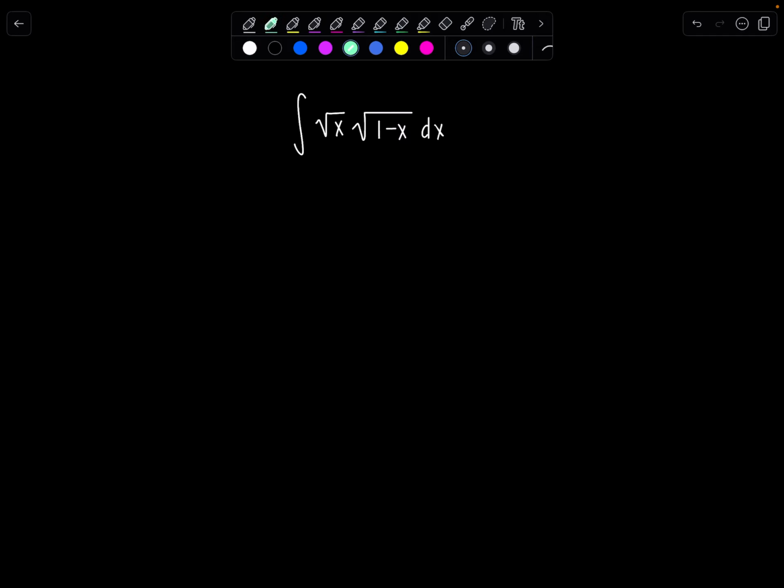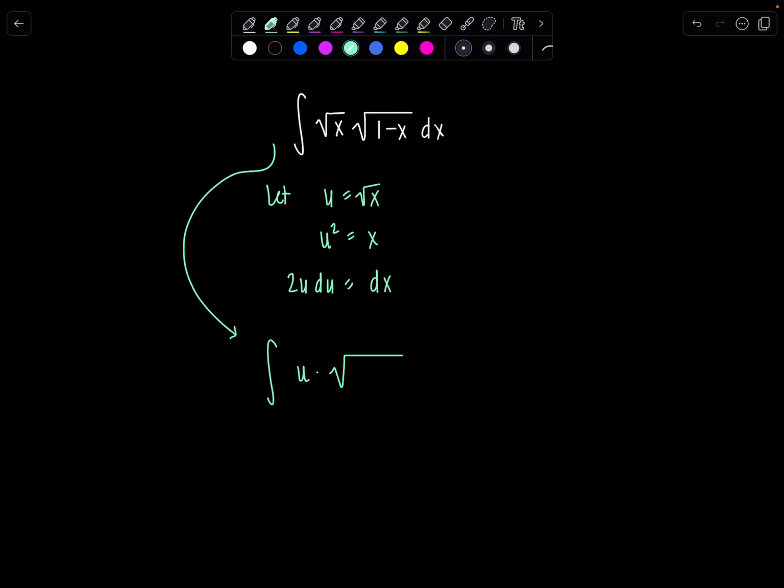Okay, so to start off, I went ahead and let u equal the square root of x. And then before I differentiated, I actually squared both sides to make things easier. So u squared is x. That means 2u du is dx. So now let's rewrite everything in terms of u. We'll have the integral, instead of square root of x, that's u. Square root of 1 minus x would be square root of 1 minus u squared. And then this dx is 2u du.